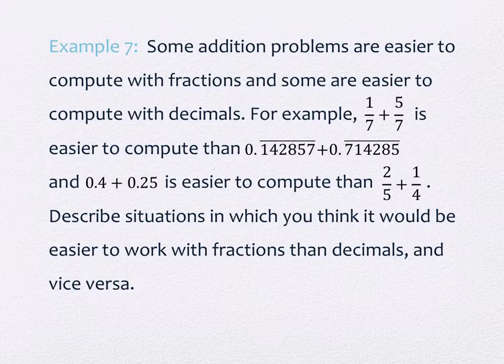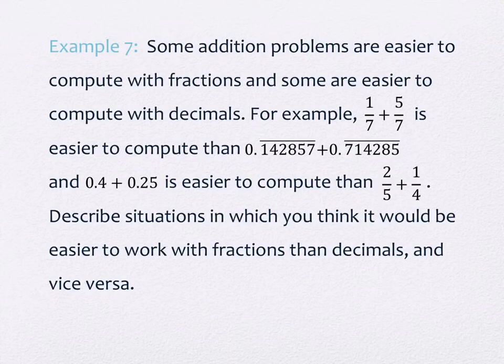is much easier to compute than 0.142857 repeating plus 0.714285 repeating. That's not cool at all. But on the flip side, if you had the decimals 0.4 and 0.25, that is easier to compute than if you had 2/5 and 1/4. So our directions here are actually not to discuss whether those are easier or harder above, but it's actually to describe situations where you think it would be easier to work with fractions than decimals and vice versa. So we're sort of, it's like a pros and cons list if you think of it that way.